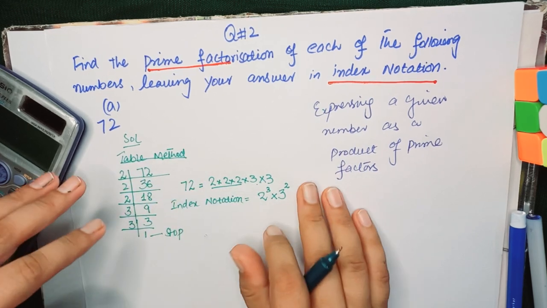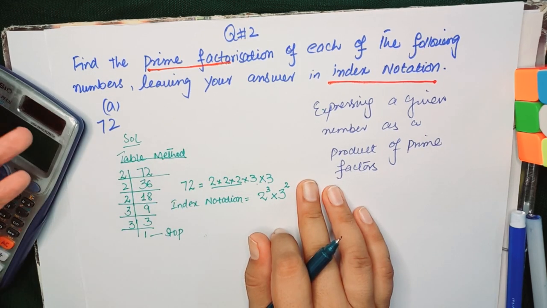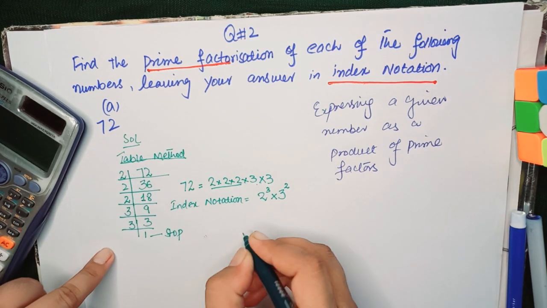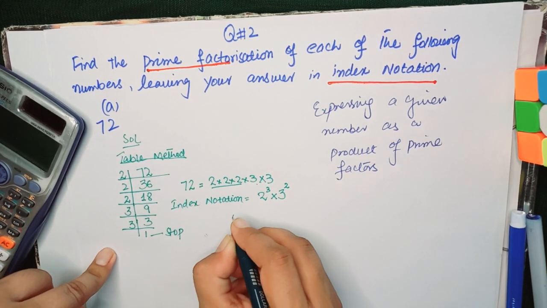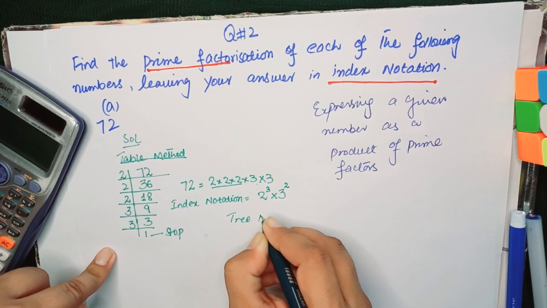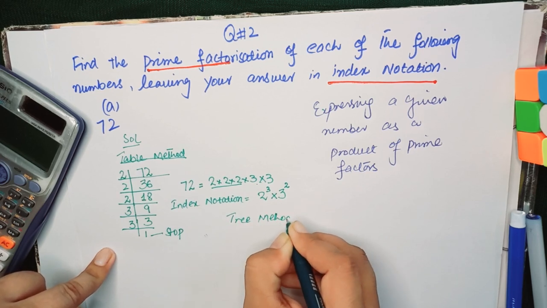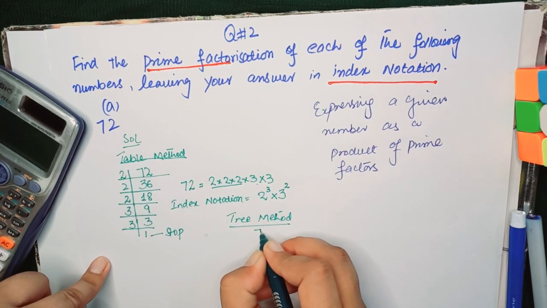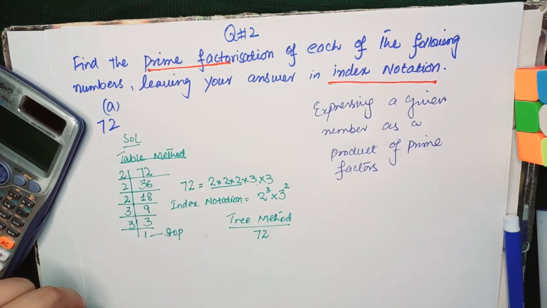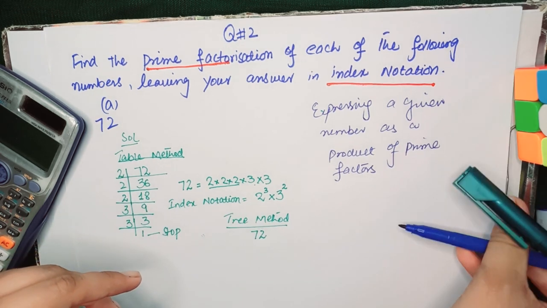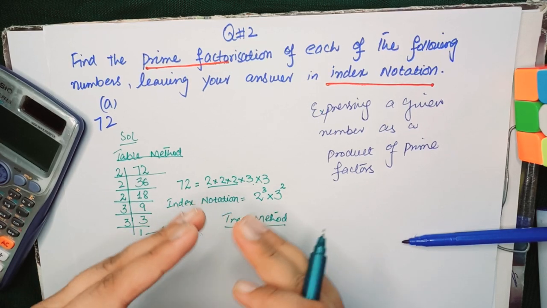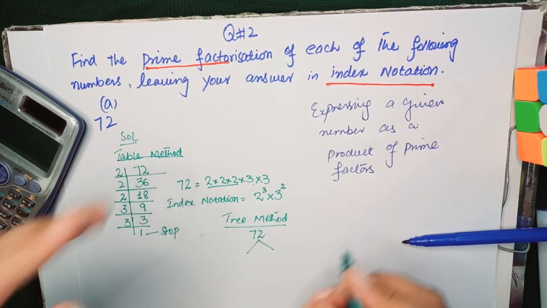Now we will do 72 by tree method as well, ताकि आपको दोनों मेथड समझ आ जाएं. So now the tree method for it is we will do the same part by the tree method. Tree method, how we have to do, we have 72. Now we have to start with the prime factor. So it's like जैसे tree की branches होती हैं, so we have the branches.